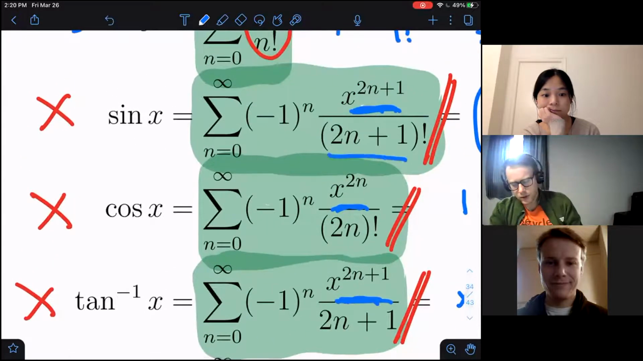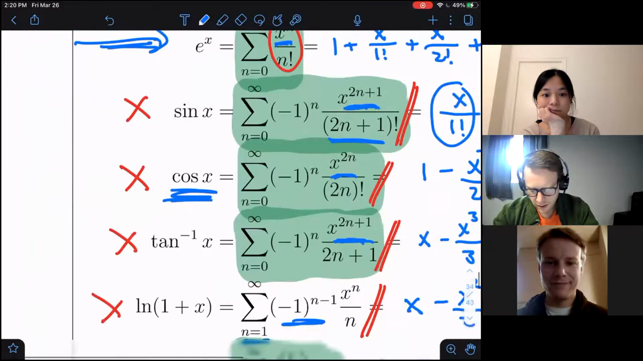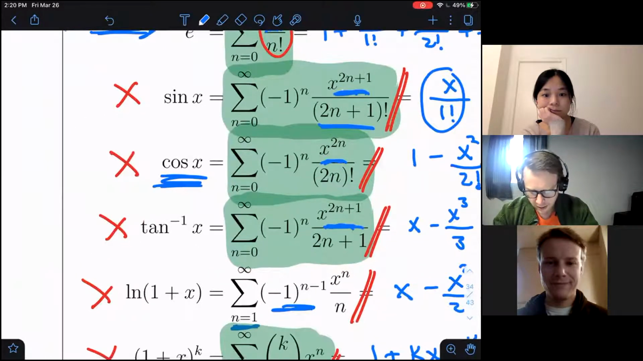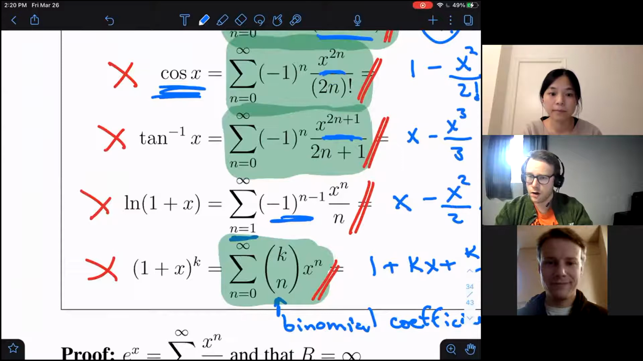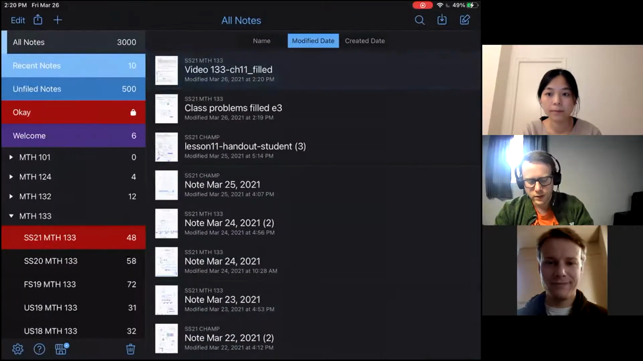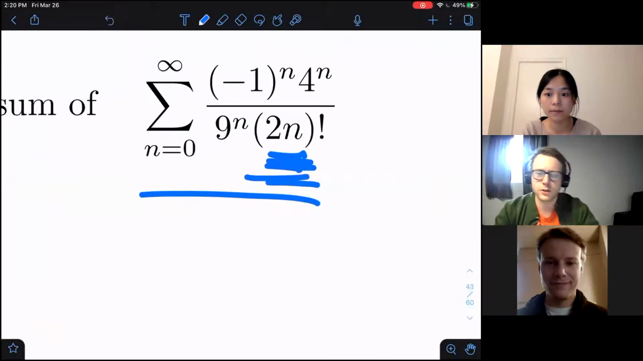Sine is out, right? It has 2n plus 1. That's going to be the odds. Cosine. Cosine is looking pretty good, right? Cosine has this 2n factorial in the denominator. It has the alternating piece. That's good. All right, x raised to the 2n power. Anyone else have this 2n factorial in the denominator? No. And so I think it's going to be something like cosine. So let's go back here. And again, the only one that has this 2n factorial in the denominator is cosine.